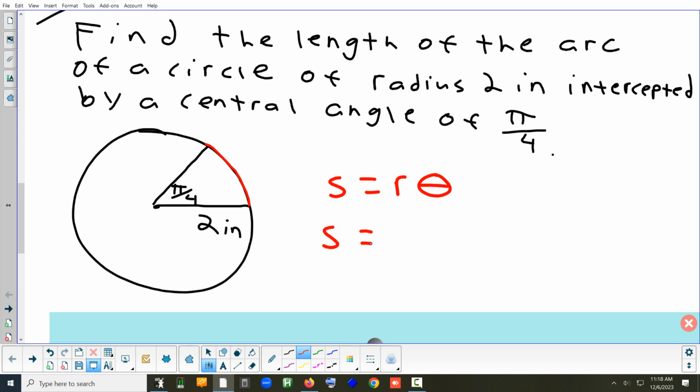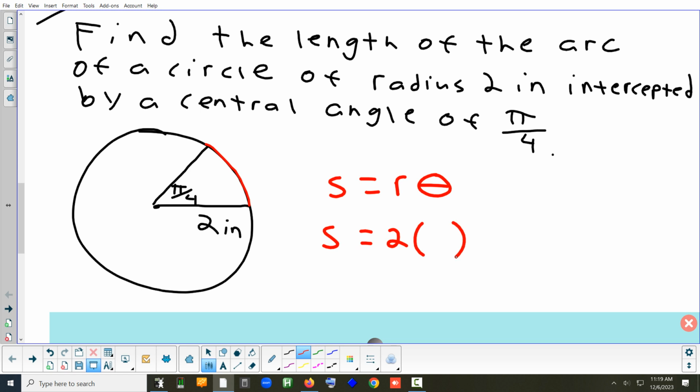Well, if that's what you're solving for, then they better have given you everything else. What's the radius? 2. Be careful if they tell you like the diameter of the circle and not the radius. If they give you a diameter, how do you convert it to a radius? You divide by 2. Right, you take half of that. Okay, but they gave us the radius. It's very clear that the radius is 2. That is not a diameter.